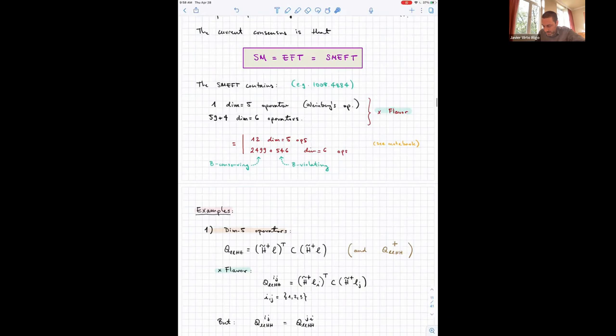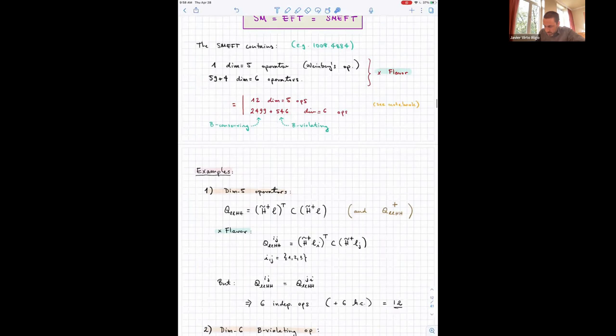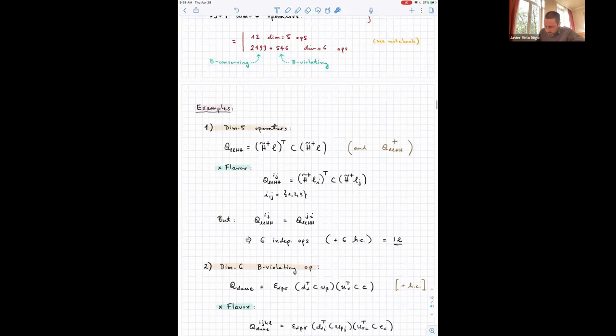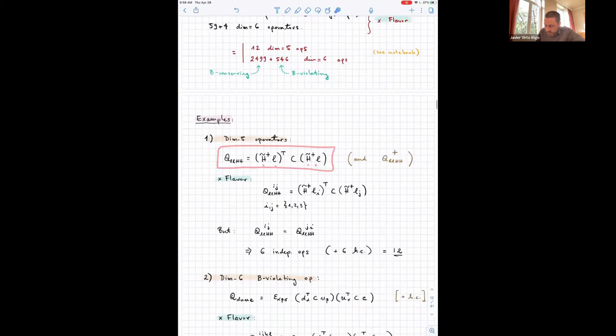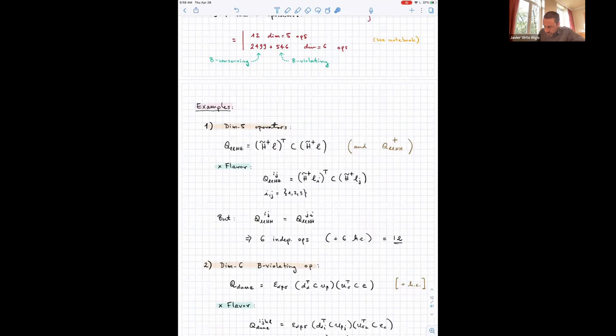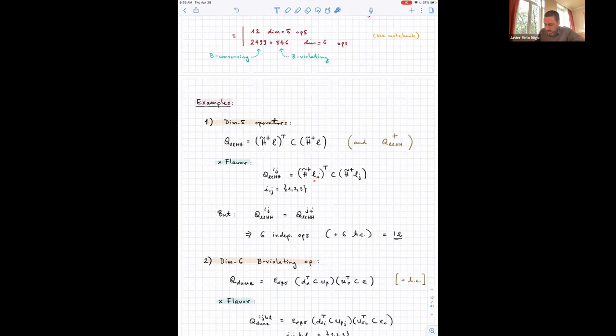However, there is one very interesting example here, which is this dimension 5 operator, or these 12 dimension 5 operators. They have this form. Okay, this is the only dimension 5 operator up to flavor that you can write consistent with the standard model gauge symmetry. Okay, 2 Higgs fields, 2 lepton fields. And this is a charge conjugation matrix. Okay, if you put flavor, then you have these indices here. And then you have 12 because you have 3 times 3, but then you have some permutation symmetry. Okay, so that gives you 12.